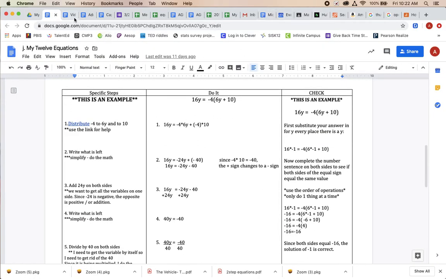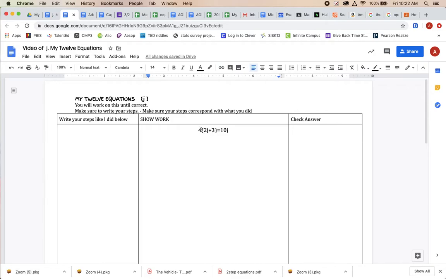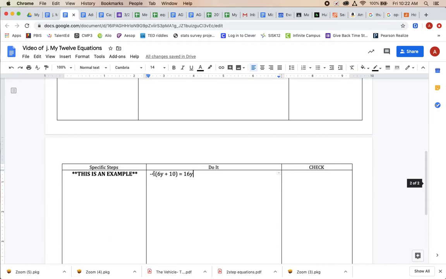16y, just making sure. Cool, right? So it looks exactly the same. A number outside the parenthesis, a parenthesis, equaling a variable. So here we go. First thing I need to do is to distribute the -4 to the 6y and to 10.